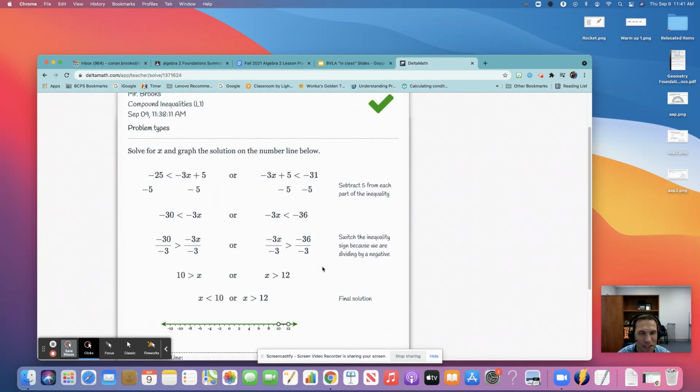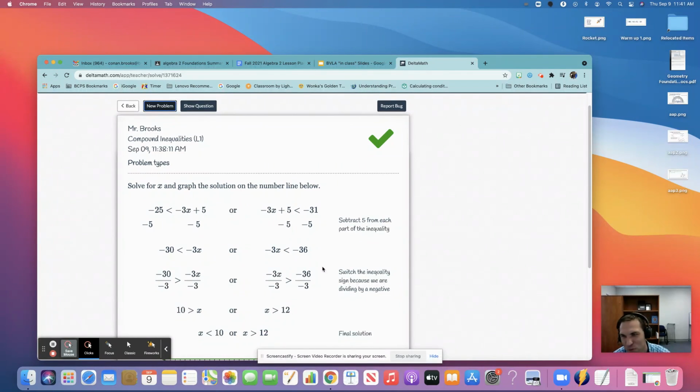There you go. And if you don't type it in the way Delta Math wants you to type it in, just no sweat. Don't throw your keyboard down. All right, just challenge yourself to put it in the way it wants you to. And if you get frustrated, then walk away and just send me an email and just say, Mr. Brooks, I really got frustrated by this. That's fine. Okay.